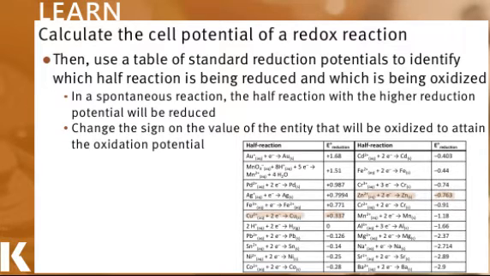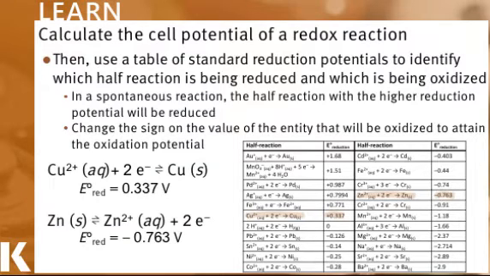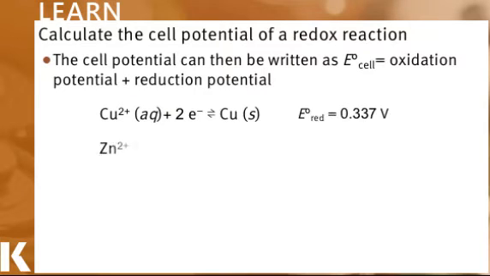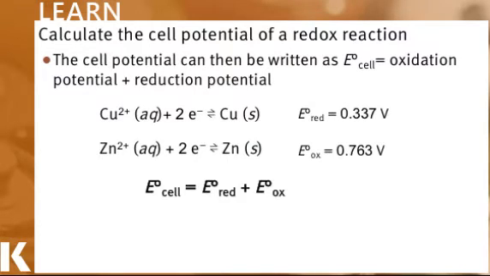For a spontaneous reaction, the reduction half reaction is the one with the higher reduction potential. In this case, that would be copper. Since copper is the entity that is actually being reduced in the reaction shown on the previous page, we therefore know that it is a spontaneous reaction. To find the oxidation potential, we take the reduction potential for zinc and flip the sign to get positive 0.763 volts. Finally, we can go ahead and add up our oxidation and reduction potentials to determine that the cell potential is 1.1 volts. Thus, our reaction is spontaneous and will run without any external input.